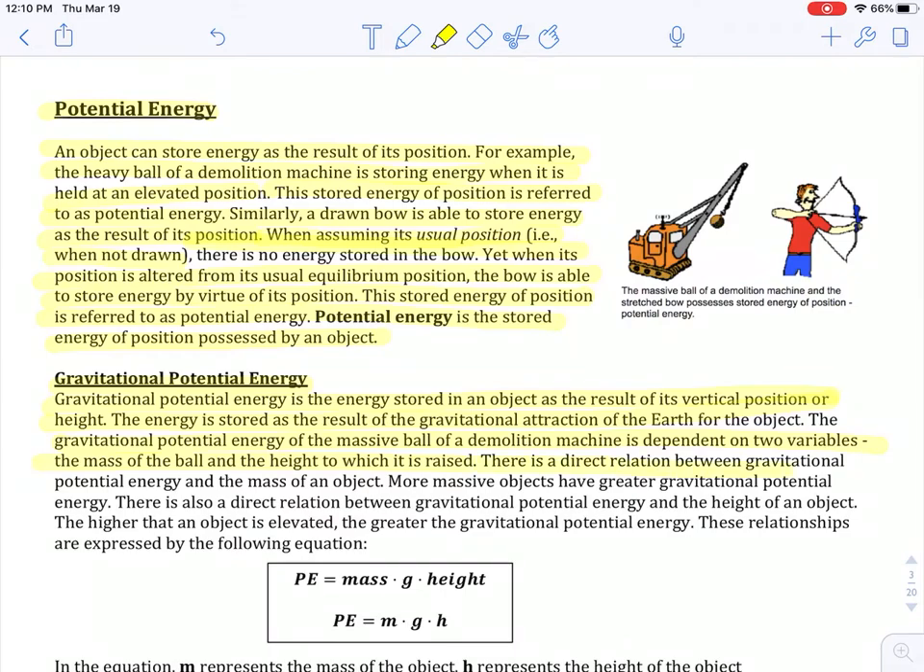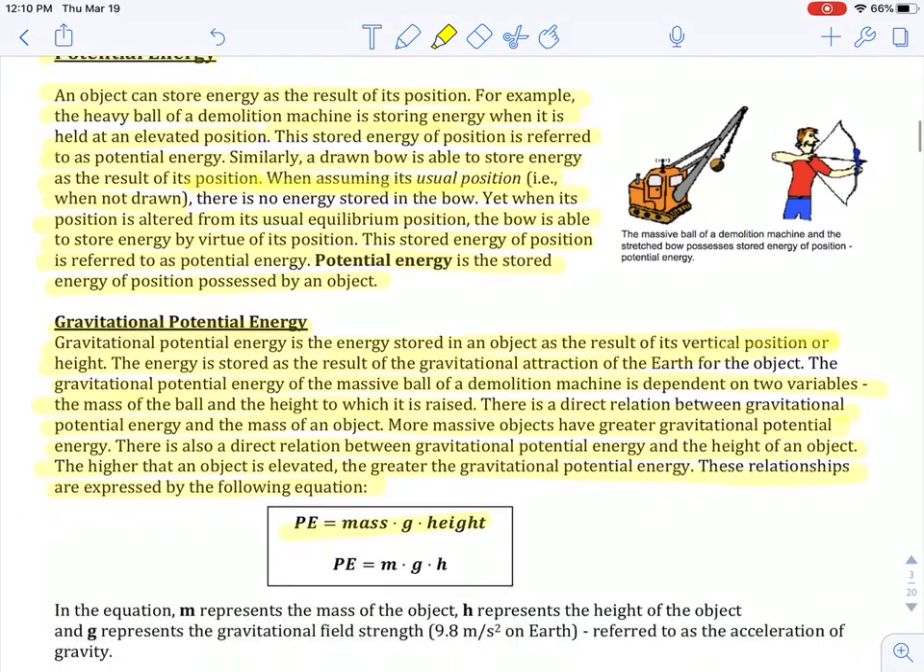There is a direct relationship between gravitational potential energy and the mass of an object. More massive objects have greater gravitational potential energy. There is also a direct relationship between gravitational potential energy and the height of an object. The higher that an object is elevated to, the greater the gravitational potential energy. These relationships are expressed by the following equation. Potential energy equals mass times gravity times height.